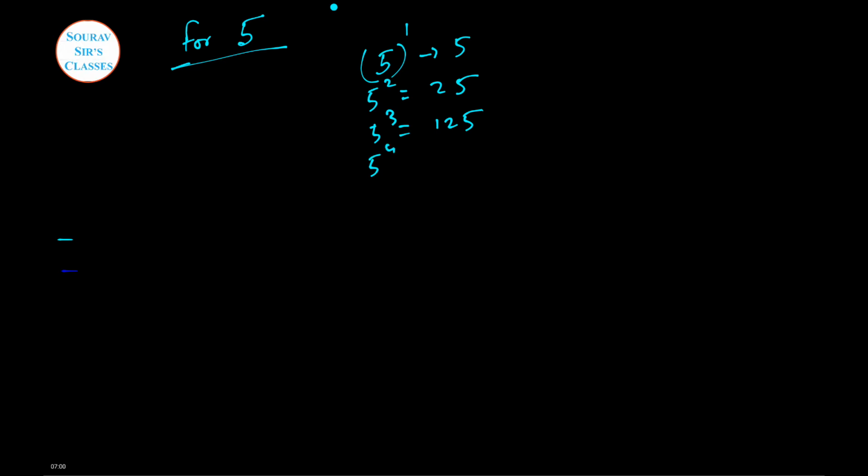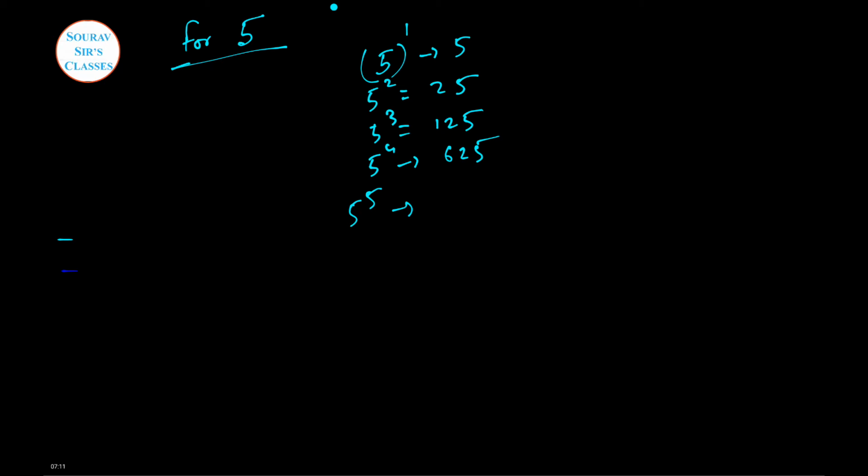So let me go for 5. Now 5 is also interesting. 5 to the power 1 is 5. 5 square is 25. 5 cube is 125. 5 to the power 4 is 625. 5 to the power 5 is 625 into 5.